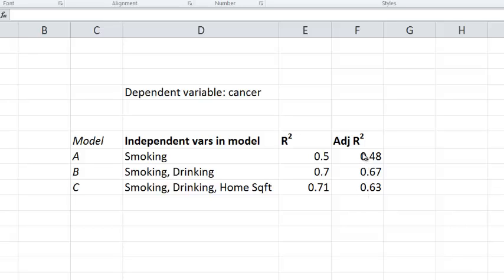In this case, you could say when we added drinking to our model, there was a very significant increase in the explanatory value of the model. But when we added home square footage, the explanatory value of the model actually came down. Even though our R squared went up, once we adjusted for the complexity of the model, the explanatory value came down. That's all you have to say.